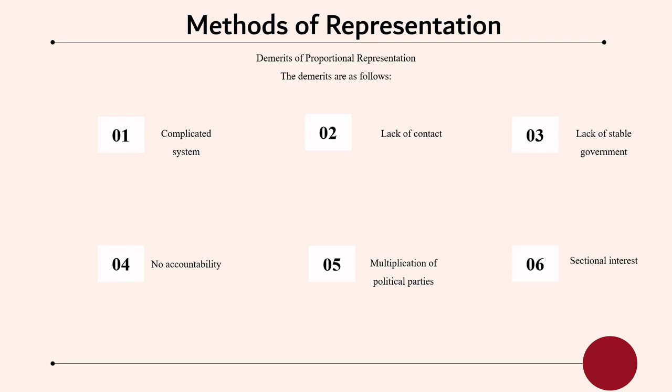Fifth, multiplication of political parties. Proportional representation encourages multiplication of political parties, which results in election violence. Sixth, sectional interest. Proportional representation represents narrow sectional interest rather than national interest.